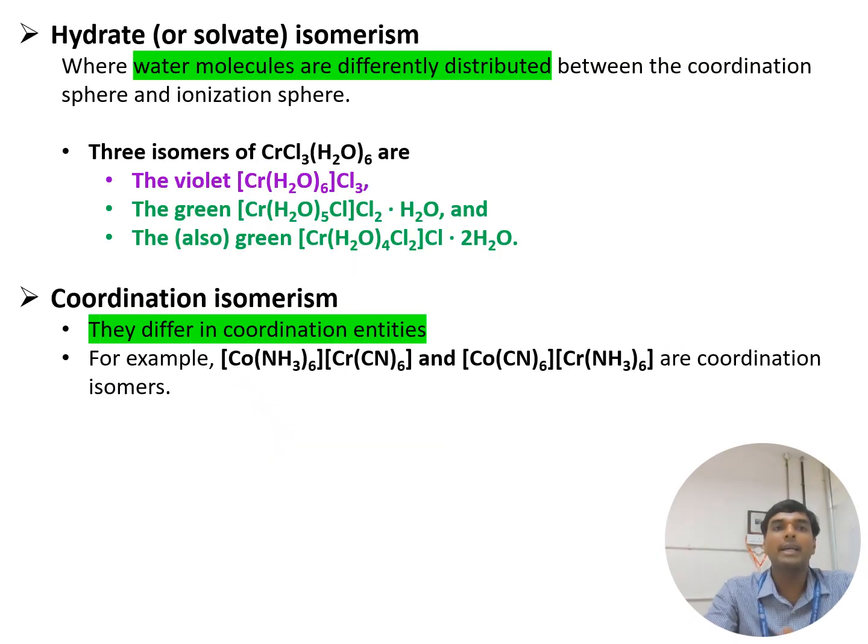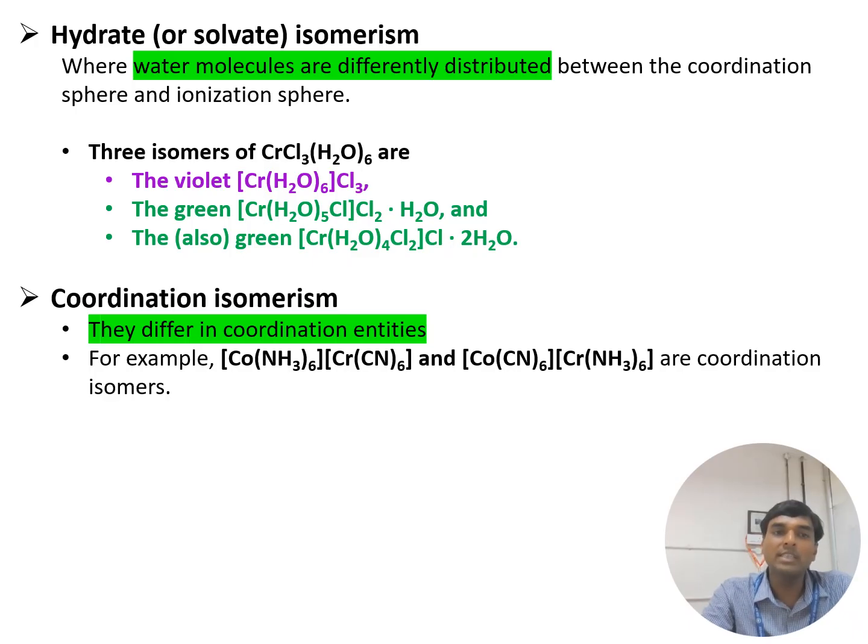If you talk about hydrate isomers, it's just the presence of water molecules, whether in the inner or outer sphere, that gives different isomers. You can have [Cr(H2O)6]Cl3, which is violet. [Cr(H2O)5Cl]Cl2·H2O is green. [Cr(H2O)4Cl2]Cl·2H2O is also green. So you can see different colors can exist based on the position of the water molecules.